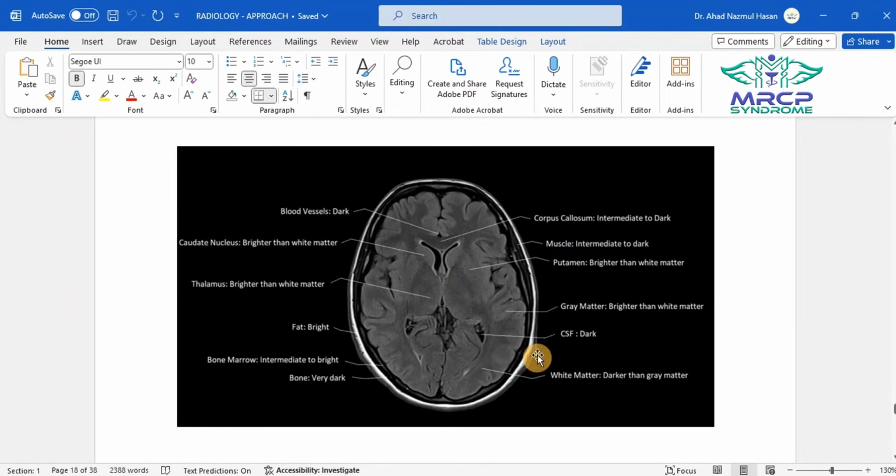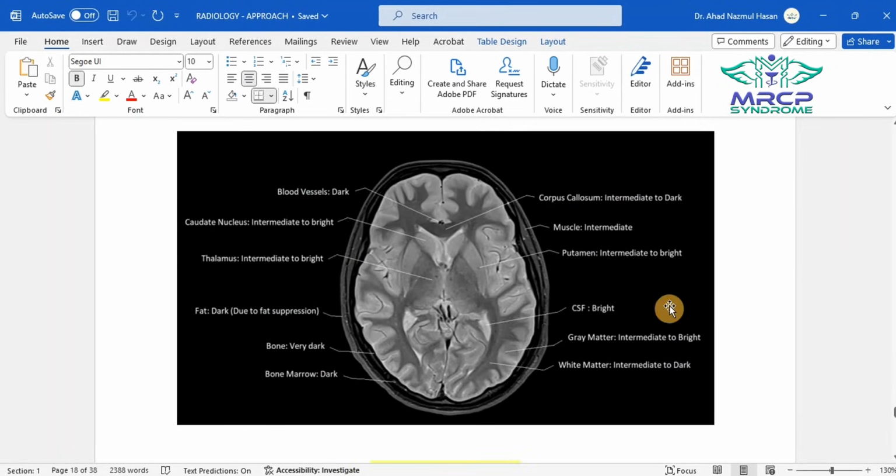So which type of sequence is this? FLAIR. Why not T1? Because fat is not bright here, fat is also dark. Yes, very good. And this one? This is STIR. Yes, because in this STIR pattern, the fluid is white and fat is dark.